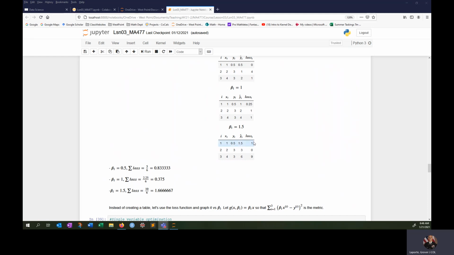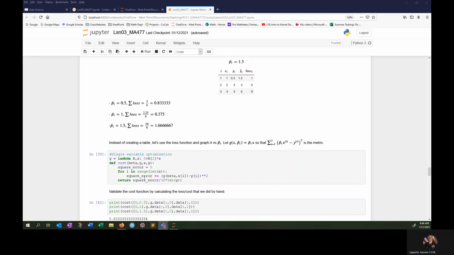Okay, so if we did that, then the best one of these three that we sort of arbitrarily selected is what? Well, you just pick the one that's the lowest, right? So it's 0.375. It's not very obvious what the answer is, but what we have to do is change beta 1 in order to make this number smaller and smaller and smaller. And the question is, well, how do you do that?